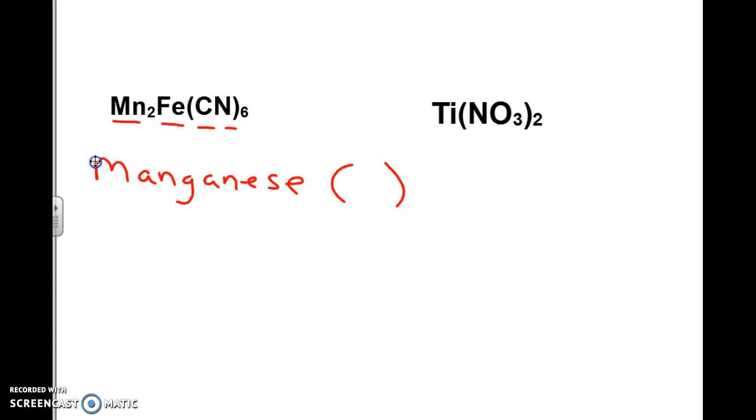So we have many elements. We look on the back of the periodic table. Number 25 is this right here. It's called ferrocyanide. So we write out the name. Ferrocyanide.